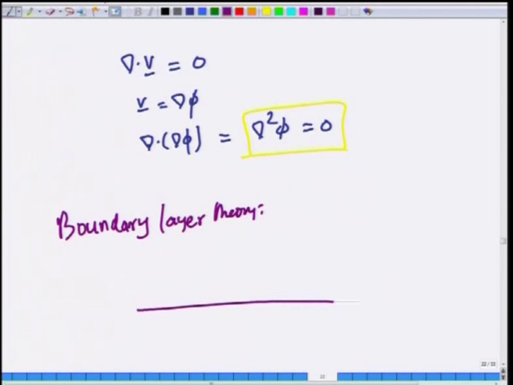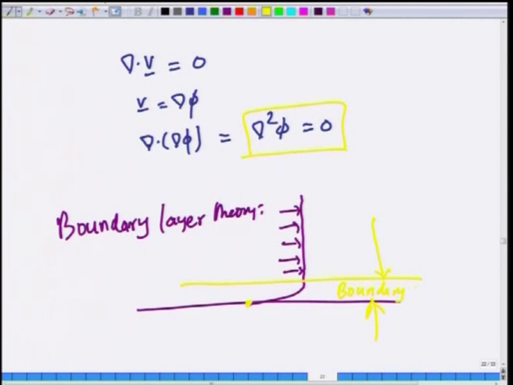wherein we said that close to the solid surface, when you have high Reynolds number flow past any solid surface, the flow is uniform far away from the solid surface, but very close to the solid surface the no slip condition has to be satisfied, and the region over which the velocity varies rapidly from 0 at the wall to the free stream velocity is called the boundary layer.